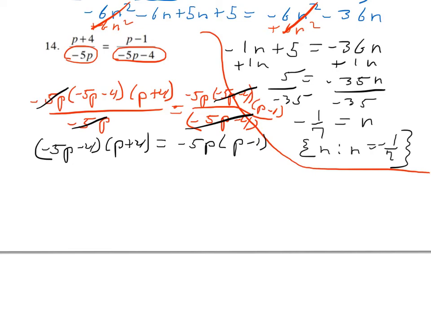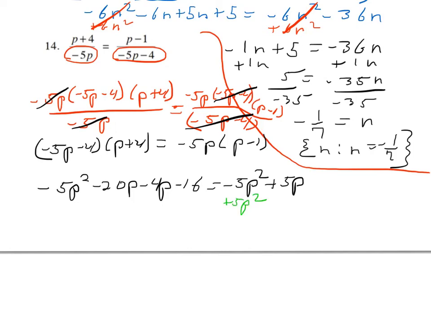Let's get rid of parentheses. So we're going to distribute that in, and it's going to give me a negative 5p to the second minus 20p minus 4p minus 16 equals a negative 5p to the second plus a 5p. And again, I'm going to get excited. Why? Well, hopefully you see as I do, when you add this 5p squared to both sides, they subtract out. That's pretty awesome. So that means I do not have to solve a quadratic equation. I am going to solve a linear equation.